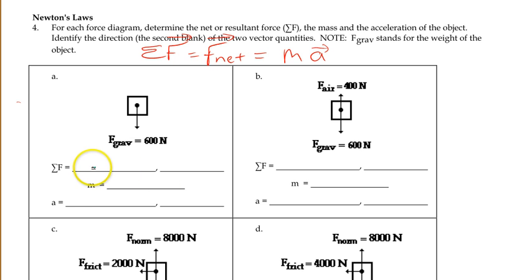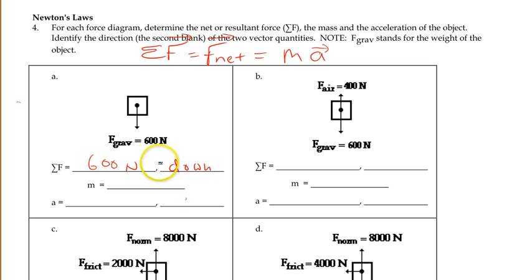Now, we can't necessarily just jump right in and solve the equation. We have to make sure we know what the net force is from the free body diagram. In this first one, the net force, the only force, is 600 newtons. Now that's pointed down, so it's 600 newtons, pointed down.